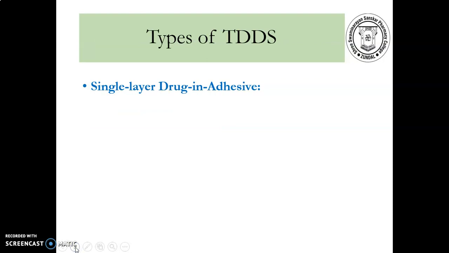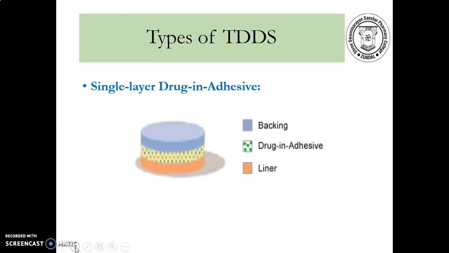Now see the different types of transdermal drug delivery systems. Basically, there are four types. First one is single layer drug in adhesive. Here, the drug is added into the adhesive solution and this solution is applied on the backing membrane, between the liner and backing membrane.